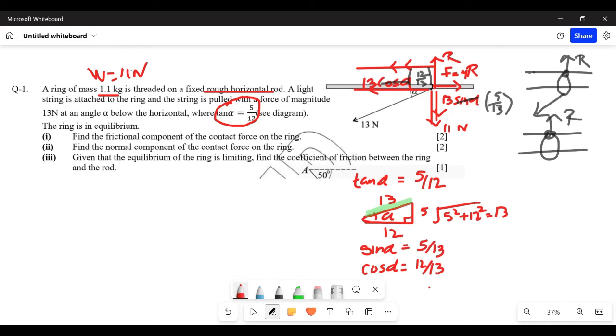Now let's see what the question is asking. The ring is in equilibrium. That means all the forces are balancing each other. Left forces are balancing the forces on the right, up forces are balancing the down forces. So it's just forward force equals backward force. Find the frictional component of the contact force on the ring. That just means find friction. Find F.